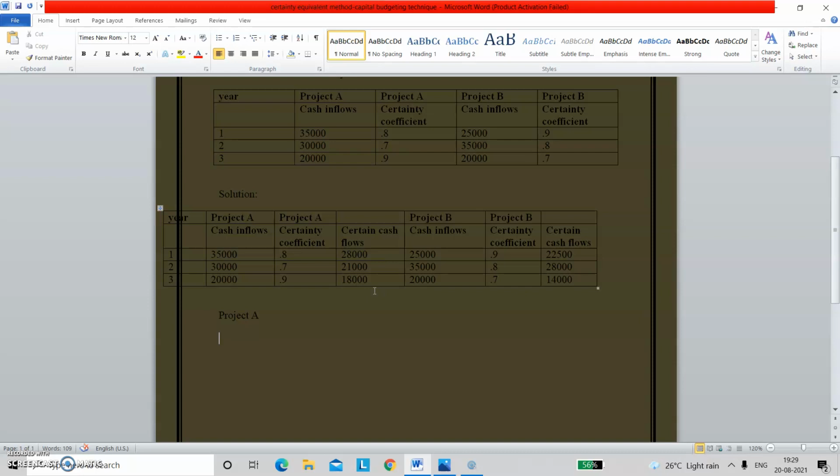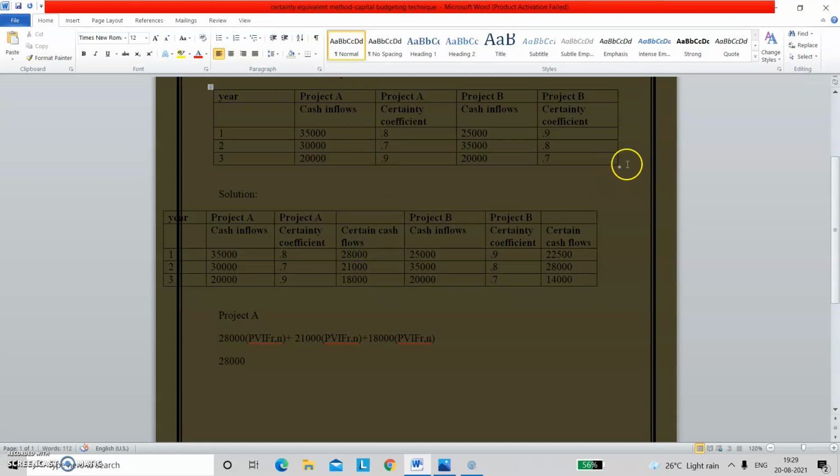So the formula I know, and you also know, for NPV is inflows minus outflows. So 28,000 multiplied by PVIF R, N, right? Then 21,000, right? Multiplied by PVIF R, N, right? Then again third is 18,000 PVIF R, N, right?